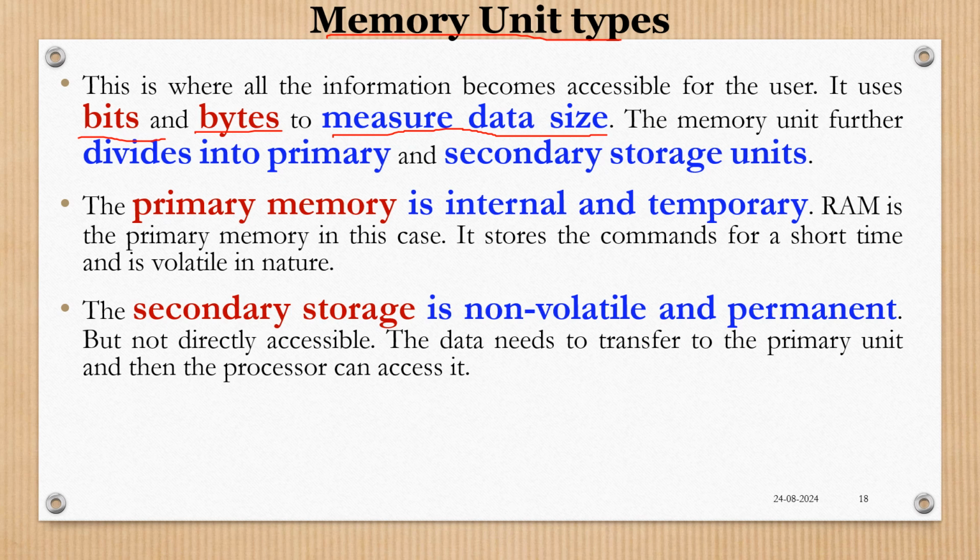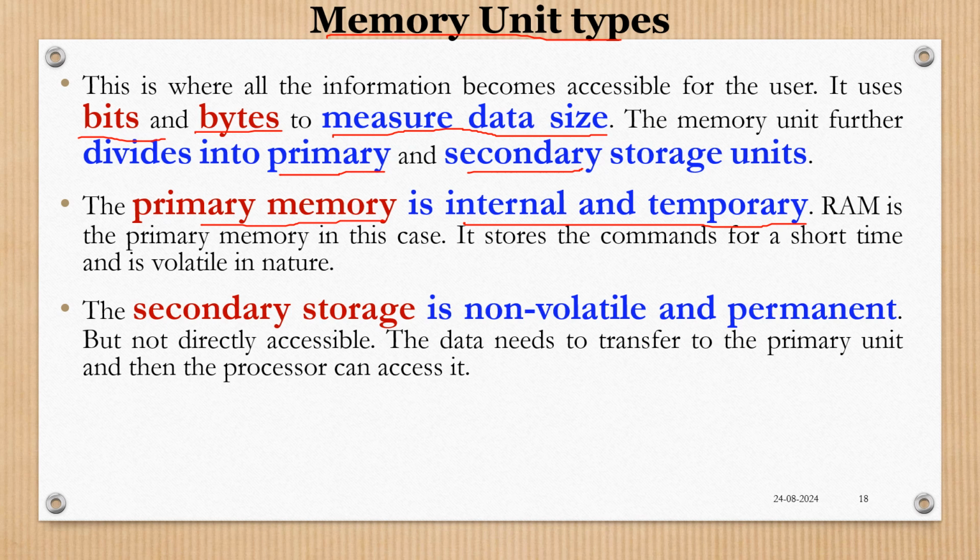So the memory is divided into two further categories. One is the primary memory and the second one is the secondary storage unit. The primary memory is the internal or temporary storage supported by the computer, and whenever the power goes off in a computer, the data is completely erased from this primary memory.